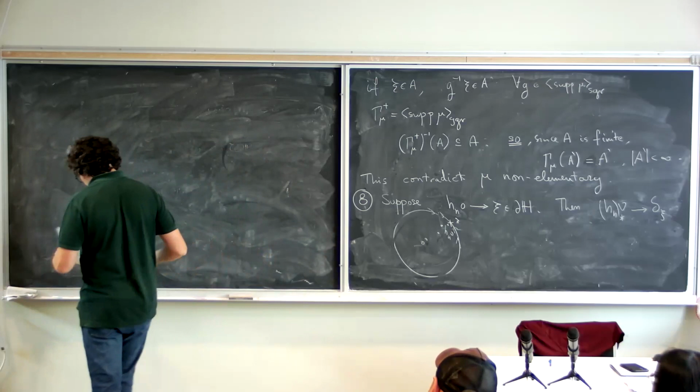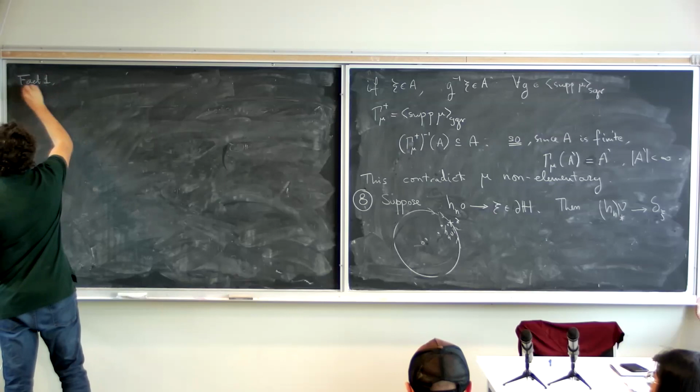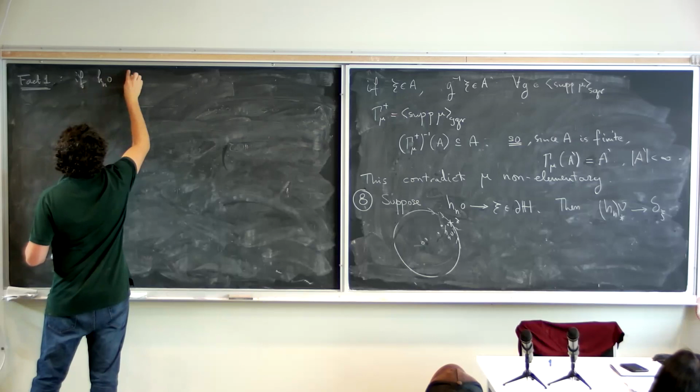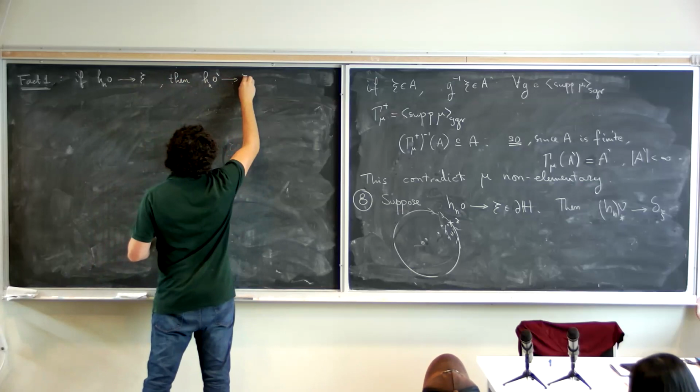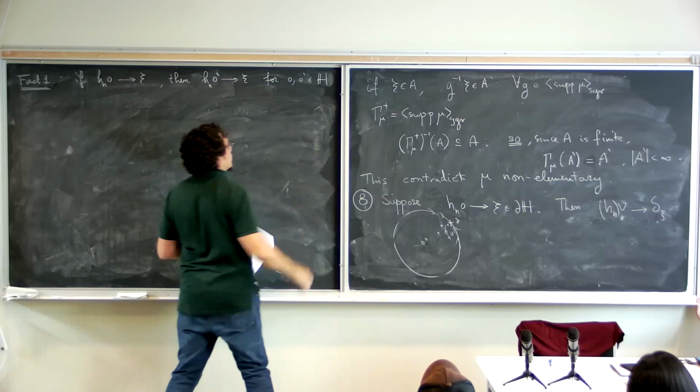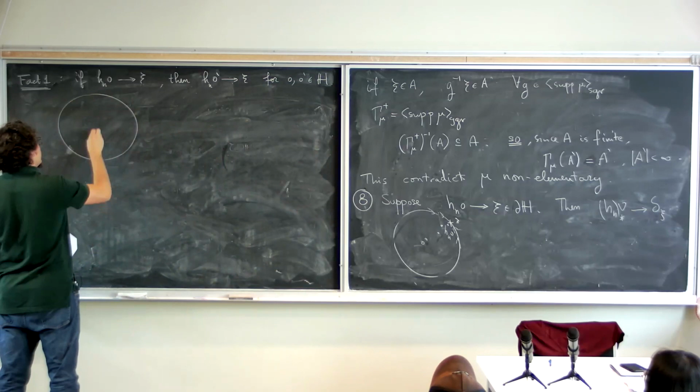So here's a picture. First of all, fact number one is the following, that we already mentioned. If h_n o converges to Xi, then if you pick another point, h_n o prime also converges to Xi, for o and o prime inside the space. We already noticed this at some point, a property of hyperbolic space.